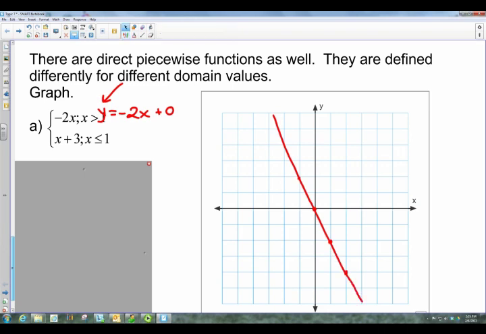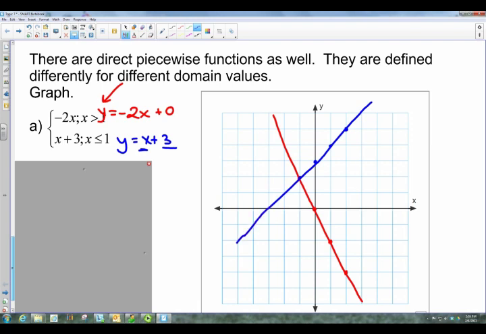Okay, then we look at this second one. If this was y equals x plus 3, so there's your b, there's your slope. So we start up at 3. The slope is 1. So I go up 1, right 1, up 1, right 1. I could go down 1, left 1, and I end up with that graph.